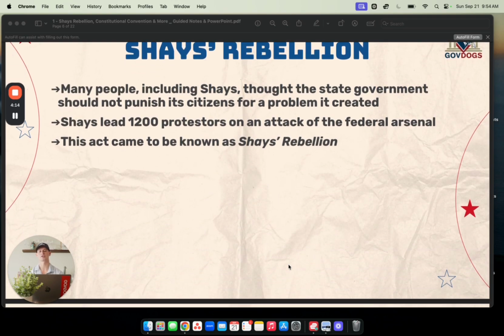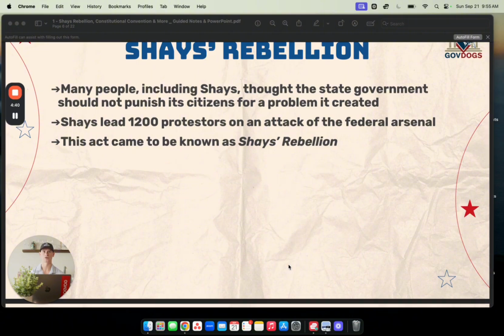So people, including Shays, thought the government should not punish its citizens for a problem that they created, right? It's not Shays' fault that the state governments and the federal government were out of money, but unfortunately, they were the ones paying the price. So Shays led 1,200 protesters on an attack of the federal arsenal, and this becomes known as Shays' Rebellion. This is the catalyst the United States needed to understand that the Articles of Confederation is never going to work, okay?